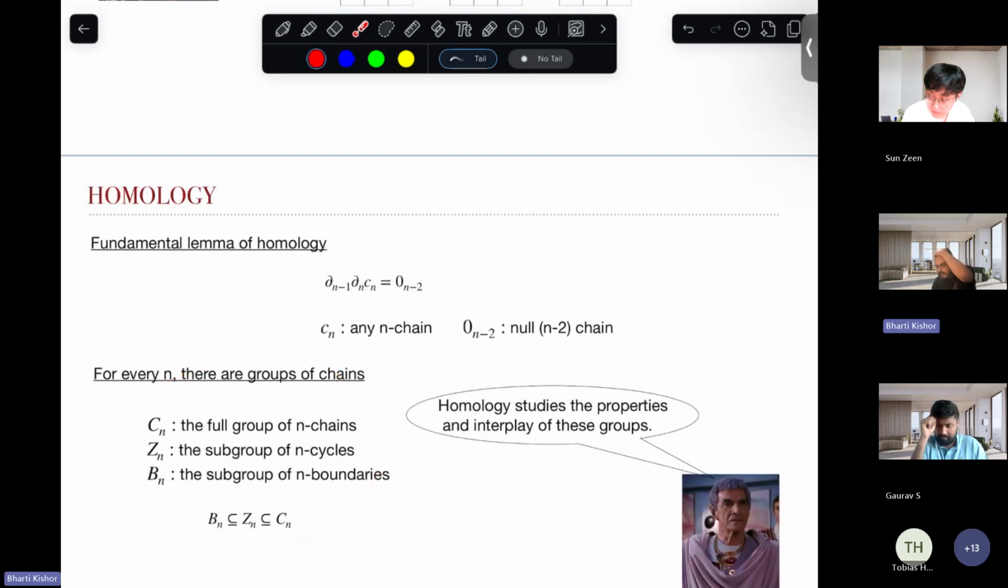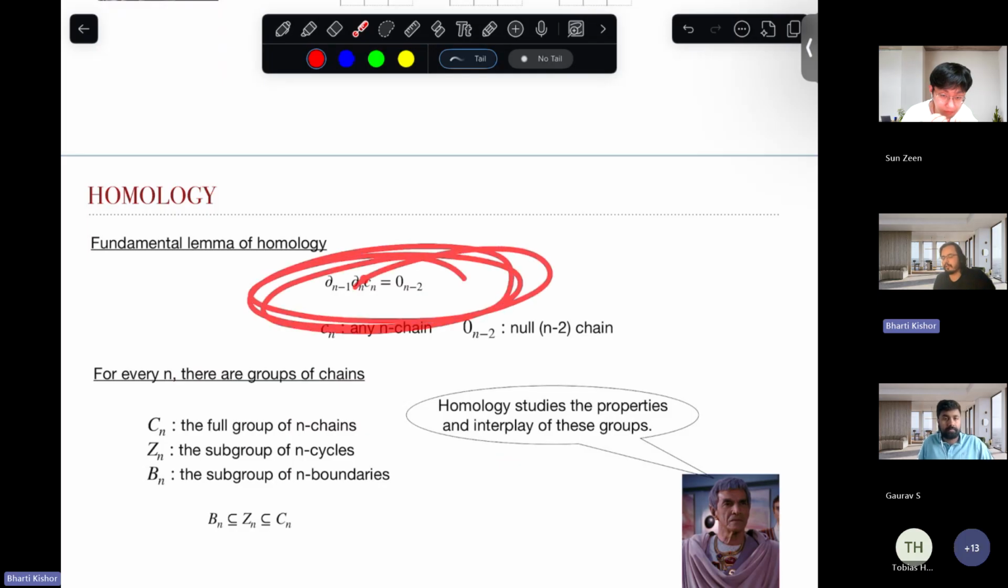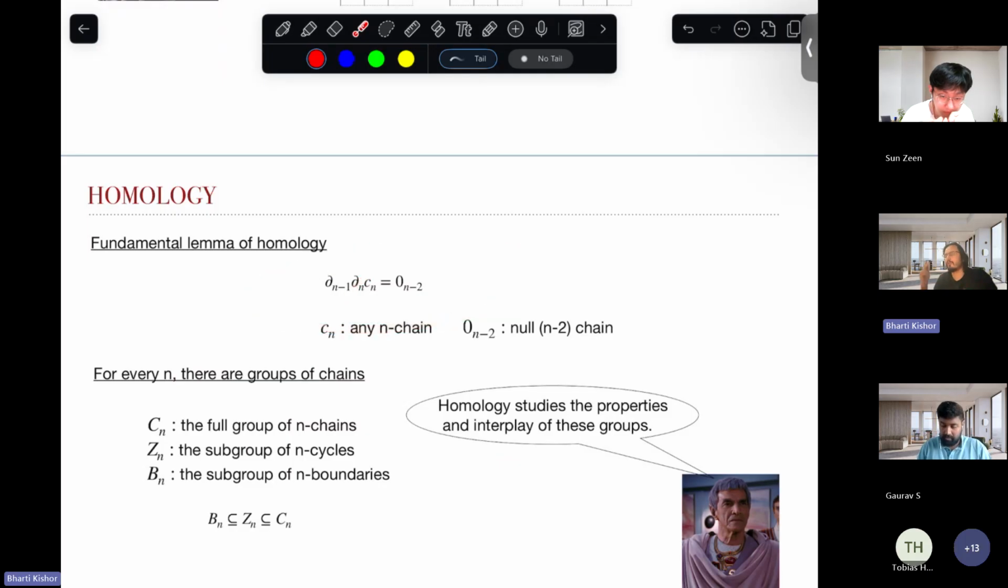Also, it's nice to see that the boundary of a boundary is a null chain. So when you look at a chain, you calculate its delta n, it gives you a boundary. But because that boundary does not have a boundary, you get a null chain. This lemma is very useful. Actually, we will use it when we study topological quantum codes. It's called the fundamental lemma of homology, which says that the boundary of a boundary is a null chain. It's zero.